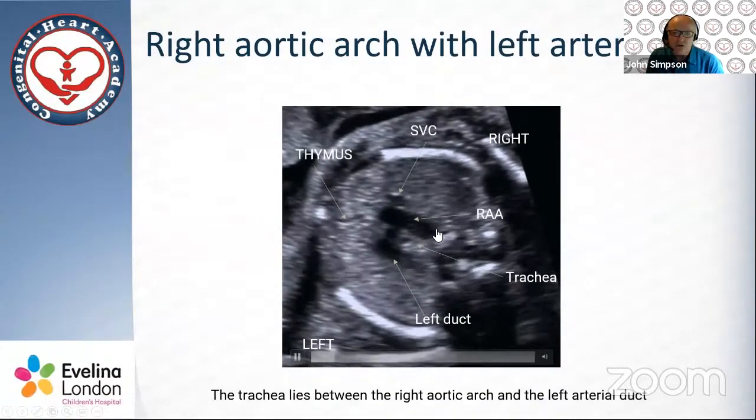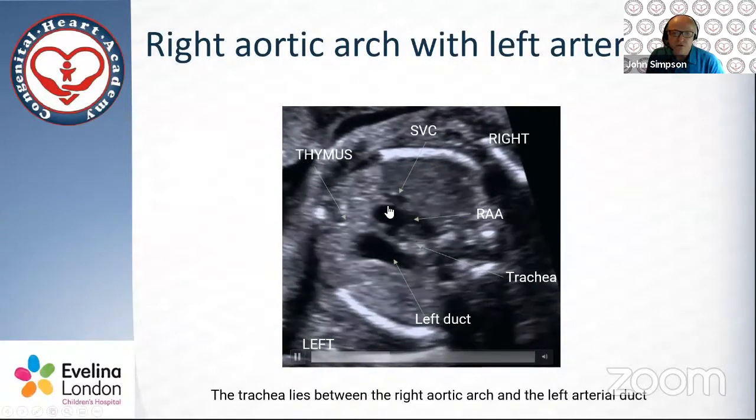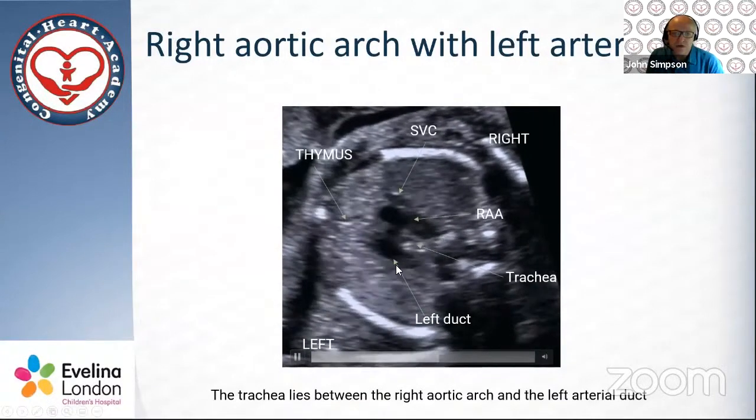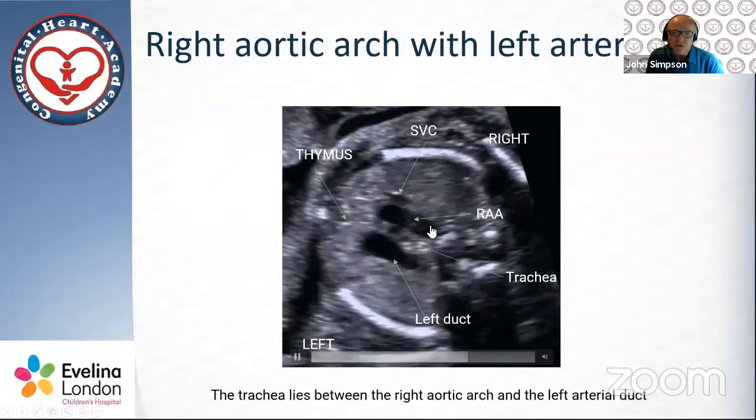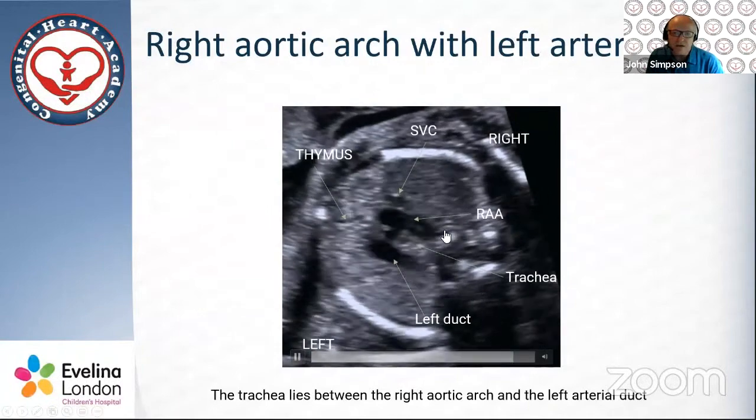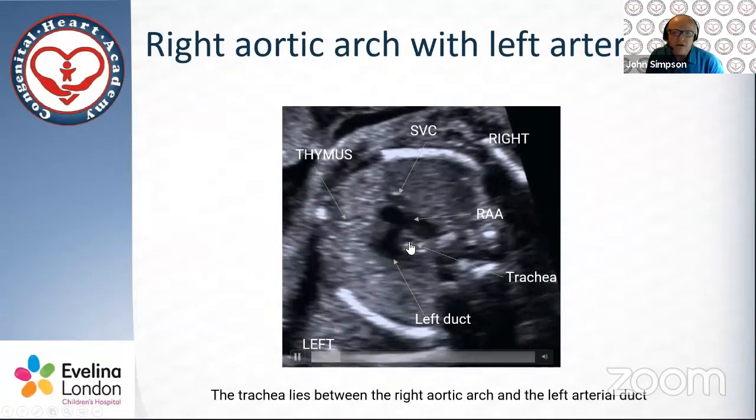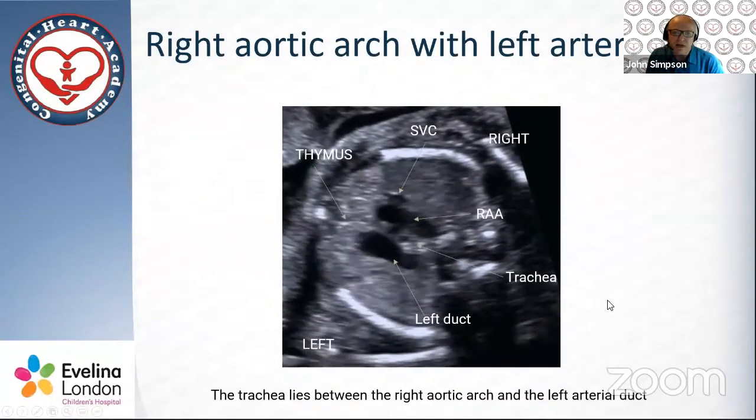But the right aortic arch has a more AP orientation. And rather than crossing over to the left of the trachea, the aortic arch is to the right of the trachea here. So a right arch, left arterial duct, and the trachea and these structures here are now between the vessels rather than outside the vessels.